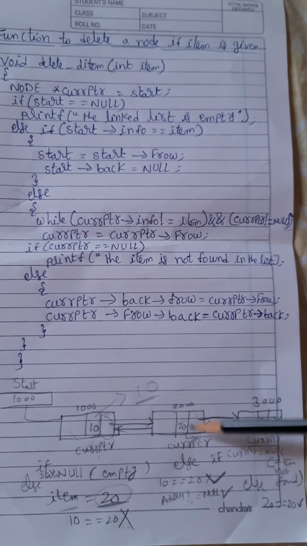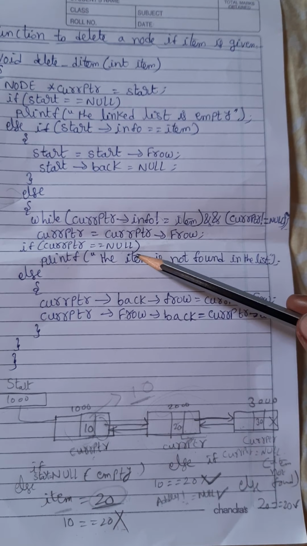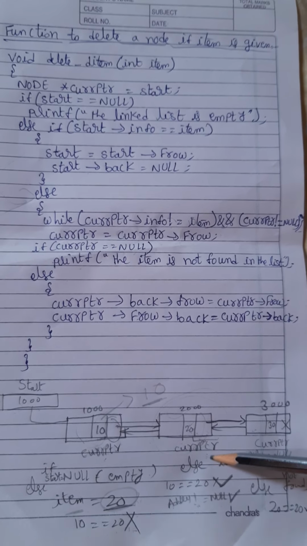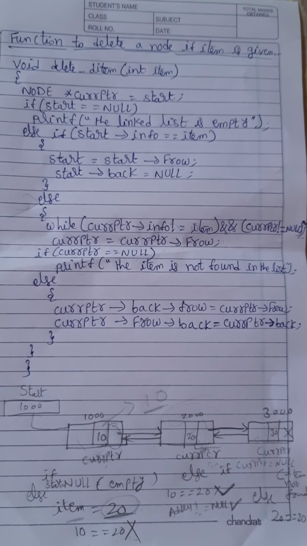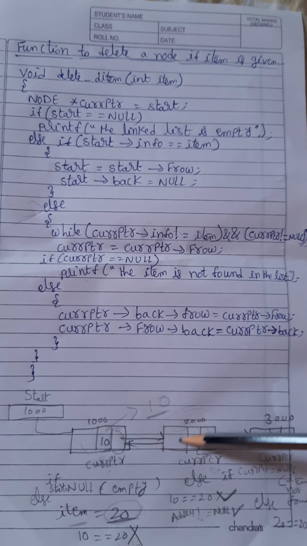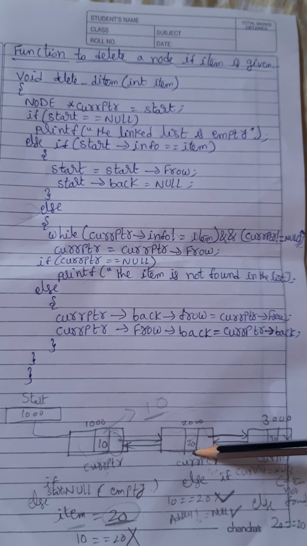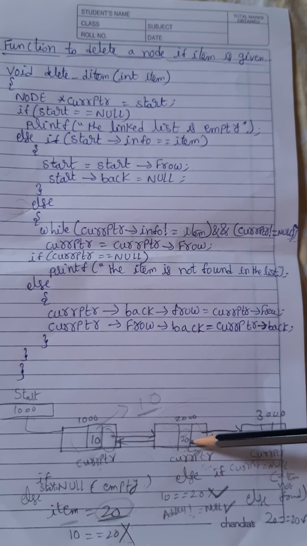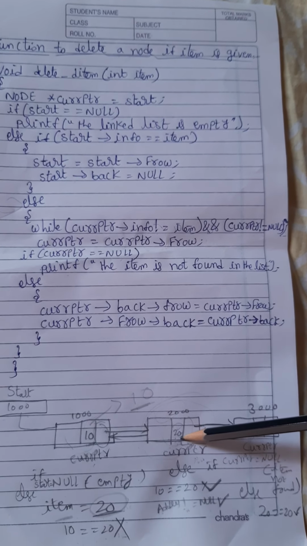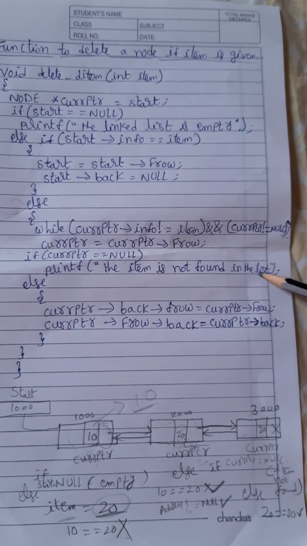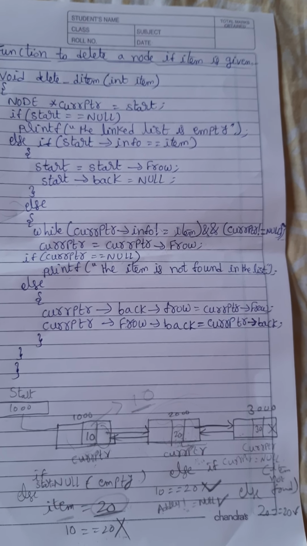Here we have to check the condition. If current pointer is equal to null, then the element is not found in the list. If it does not contain the element, that is the item, if it is null, then the element is not found in the list, and we can't delete that item.